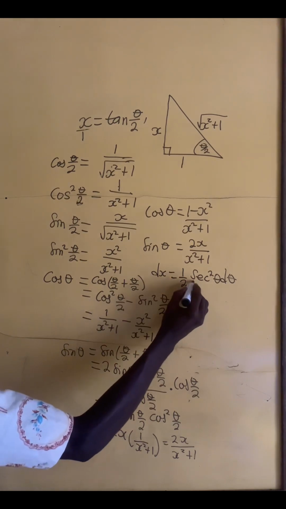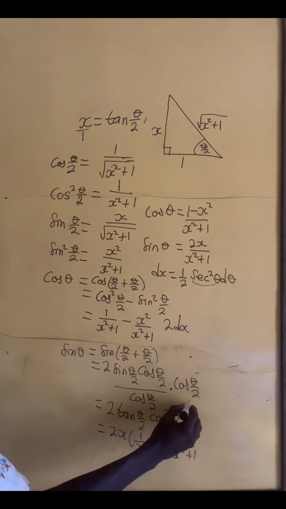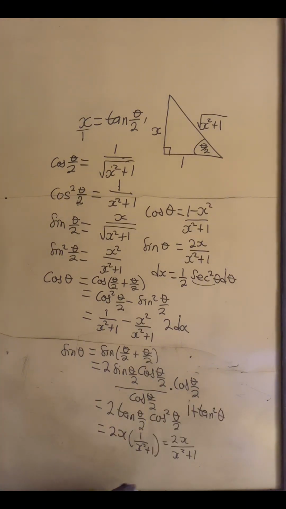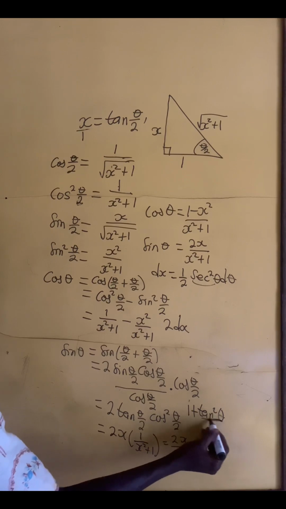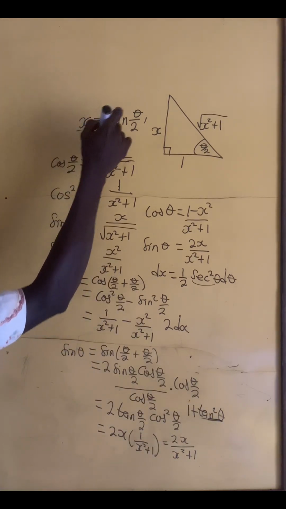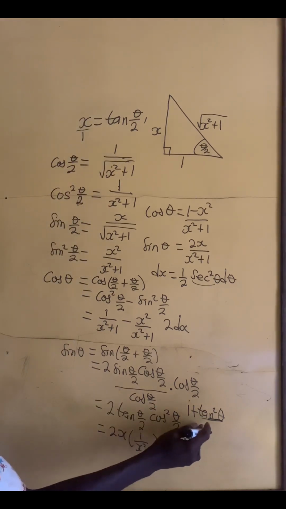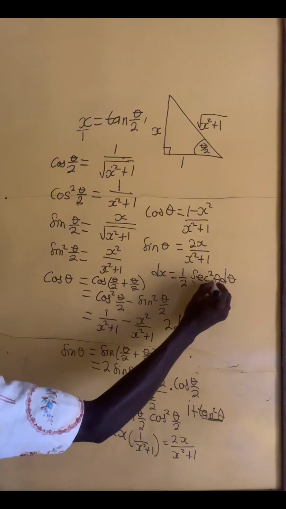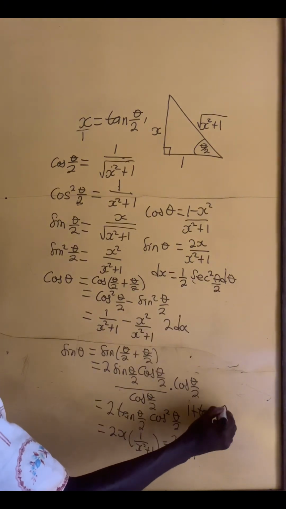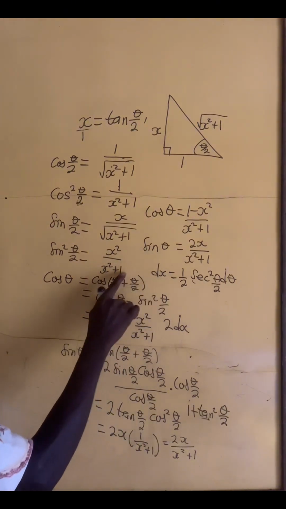We multiply 2 by 2 to get 2 times the dx equals secant squared of theta on 2, d theta. Now let us find an expression for secant squared of theta on 2. This expression is simply 1 plus tangent squared of theta on 2. And tangent squared of theta on 2 is the same as x squared. Oh, sorry, I didn't bring the 2. Wow, I nearly forgot. It's great to remember.